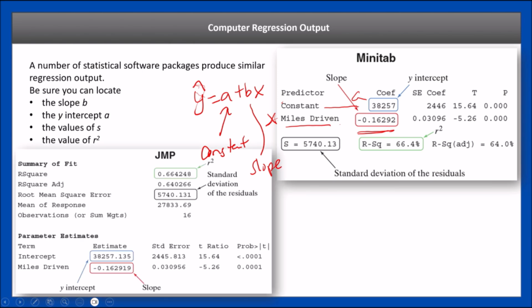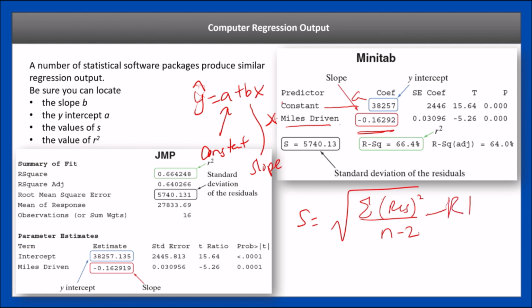All right, here's another output, another way they could say it. Remember that the standard deviation formula for residuals is the square root of the sum of the residuals squared divided by n minus 2. It is also known as a root mean square, because you're taking the square root, and it's a mean because you add the residuals together and divide by how many you have, except it's n minus 2 instead of n. When you see root mean square in the output, that is referring to your standard deviation, in this case the standard deviation of residuals.